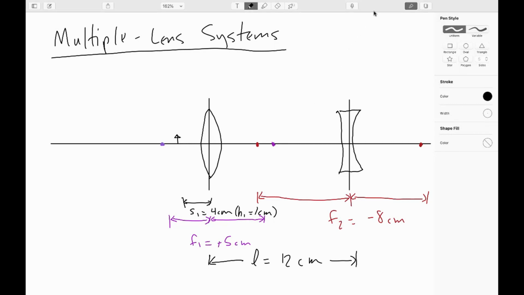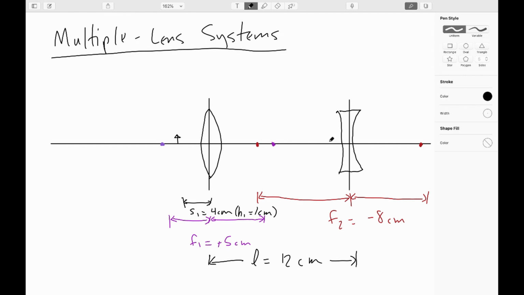Previously, we've been looking at systems with a single optical element, such as a lens or a mirror. Here we're going to take a look at what happens if you have more than one element in the system. So what I have drawn here is a two-lens system. The first lens is a converging lens of focal length plus 5 centimeters. And the second lens is a diverging lens of focal length negative 8 centimeters.